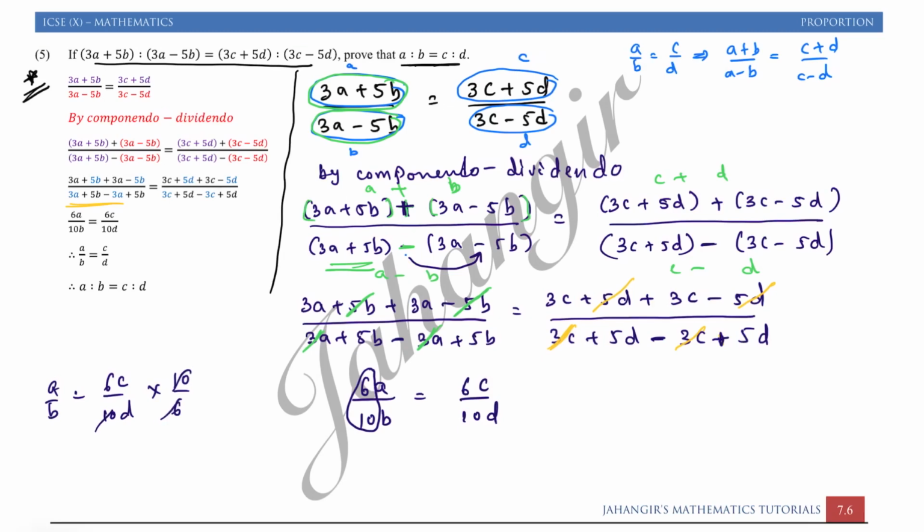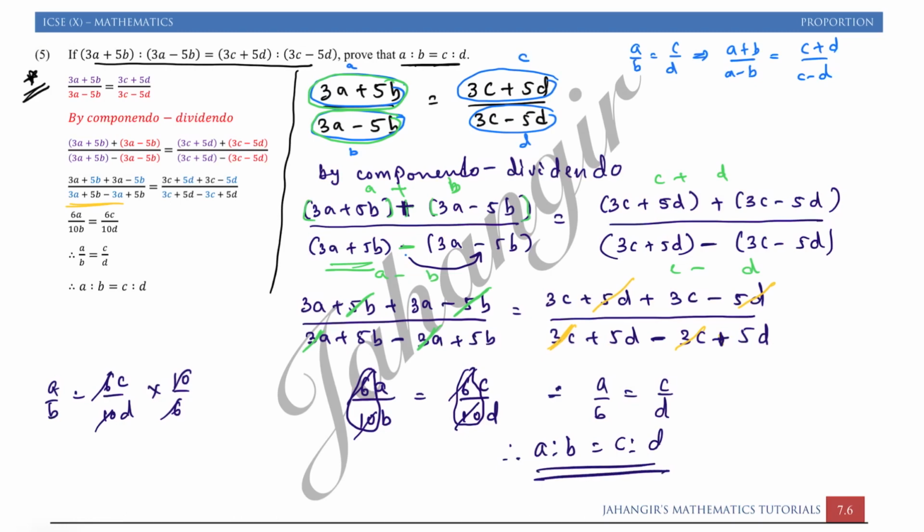So this and this will get cancelled. No need to do all this stuff. You can just cancel out these two parts on both sides. 6 and 6 will get cancelled, 10 and 10 will get cancelled. So you will get a by b is equal to c by d. Just we had multiplied 6 by 10 on both sides in the previous question. Here we can multiply 10 by 6 on both sides also. It's the same pattern, but you have to write that if you want to use that method. Otherwise you can cancel 6 6 on both sides, 10 10 on both sides. So therefore you will get a is to b is equal to c is to d.